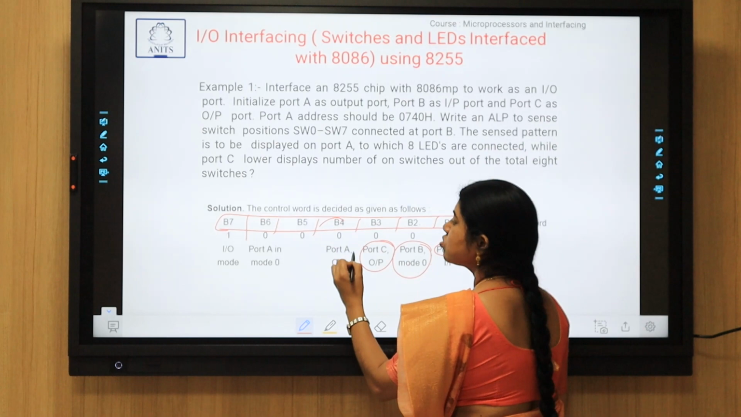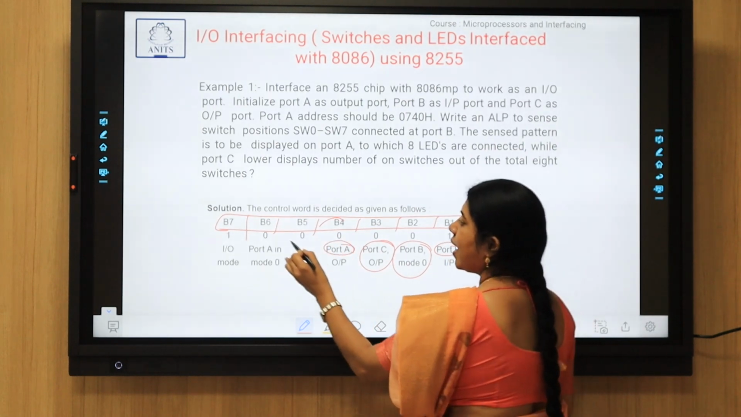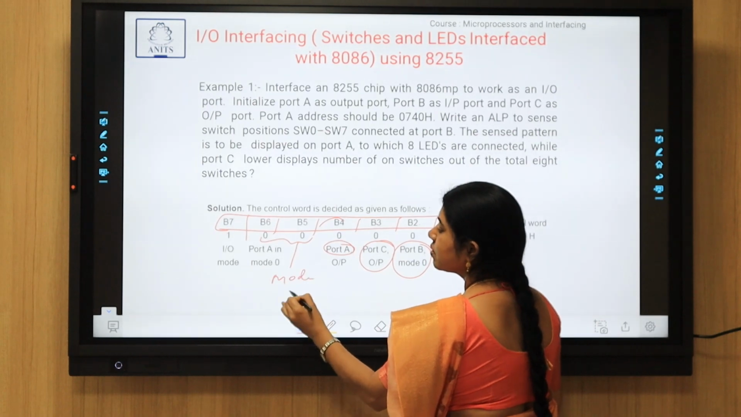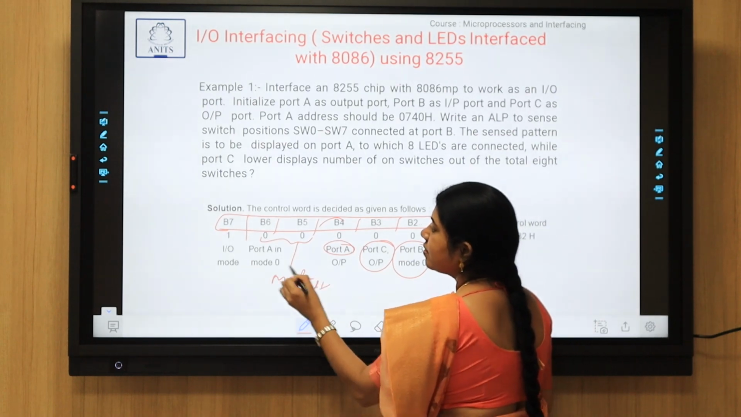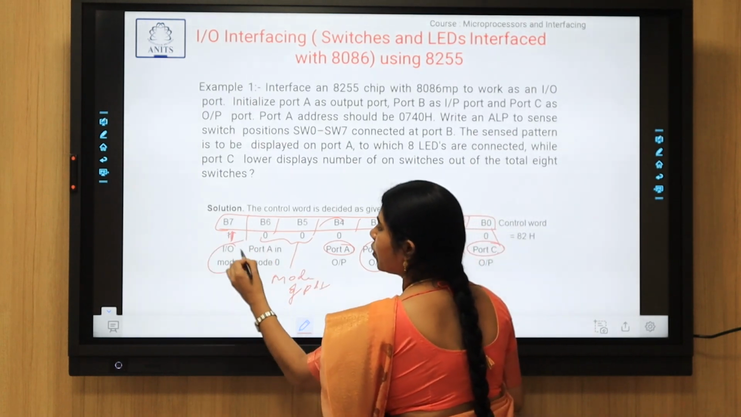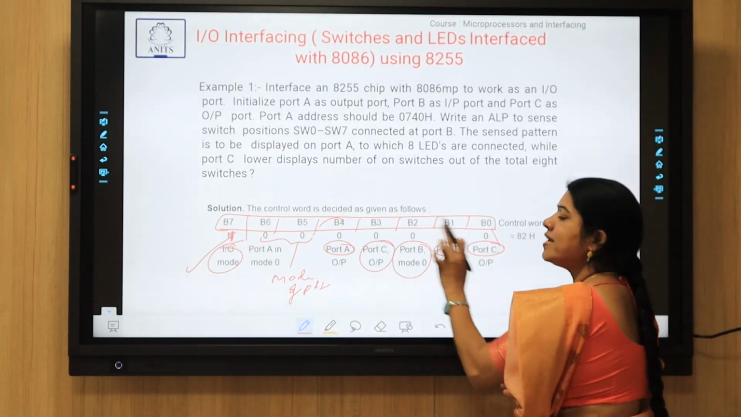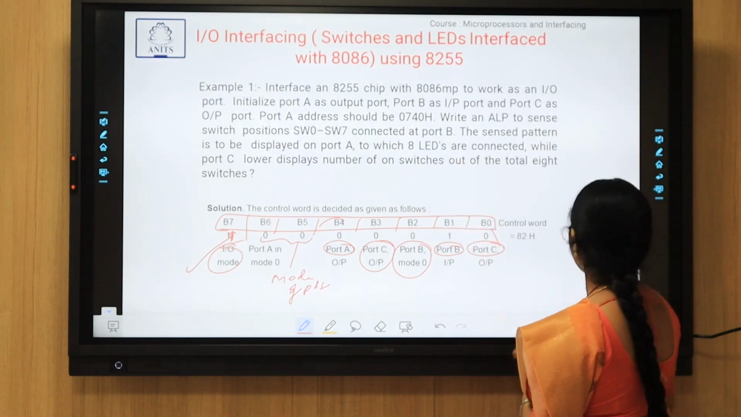This fourth bit is used to represent port A, and these two bits are used to represent mode of port A, and this is always 1 for IO mode. This bit will represent IO mode. Let us initialize all these bits according to the given data.